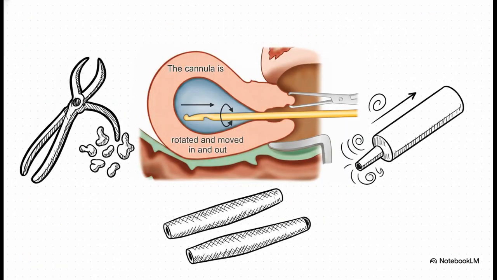So once the cervix is dilated enough, either quickly in a 1-stage or after the laminaria tent in a 2-stage, we move on to the evacuation. And as you can see here, this is when instruments like a suction cannula or ovum forceps are introduced into the uterus to carefully remove the products of conception.